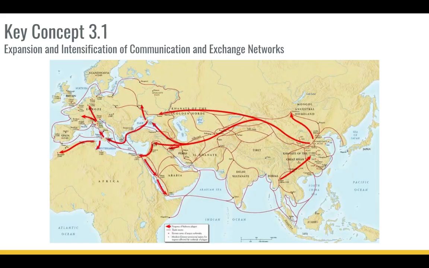Of course, disease also spreads. The big one in this time period to know is the bubonic plague, which spreads along with Mongol conquests. As the Mongols unite Asia and the Silk Road starts up again and has another golden age, it's going to enable disease to spread quickly as well, and it will ultimately decimate large populations, especially in Europe.